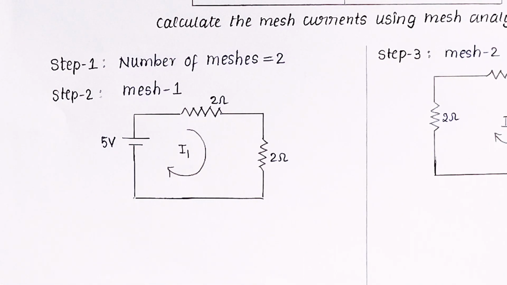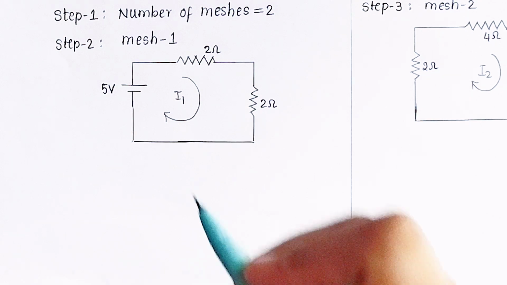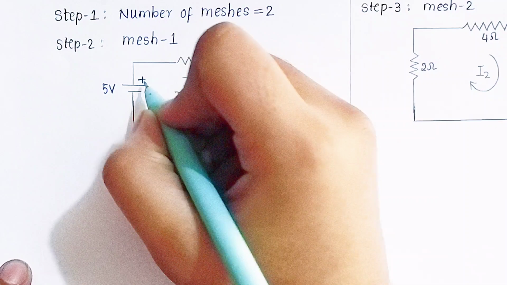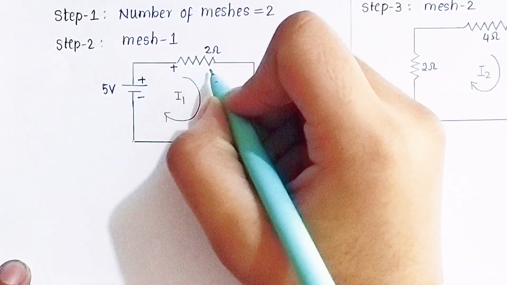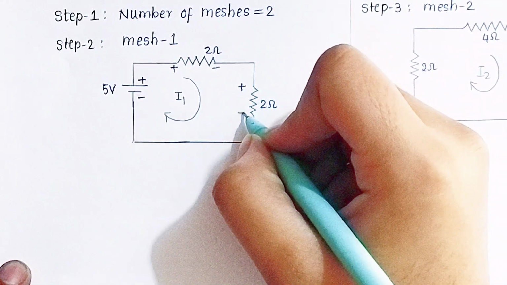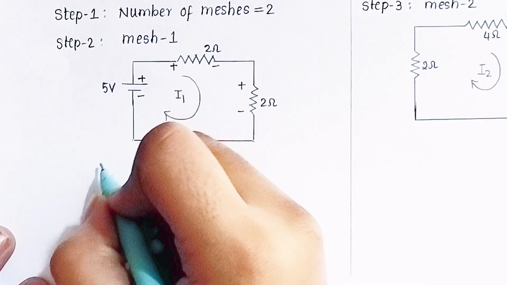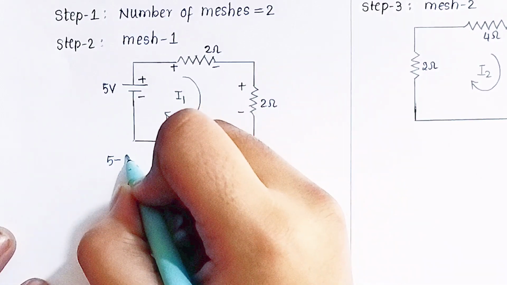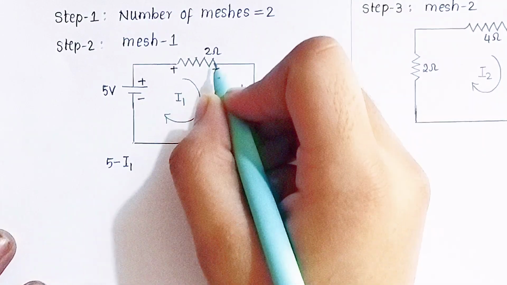Now we will be assigning the sign convention for each mesh. Now let's consider mesh 1. We have this voltage. The long line is positive and the other one is negative. Now we have to assign these alternate symbols for resistance, plus and then minus. And we don't have anything else again. So now, in clockwise direction, we will be writing 5 volts equal to IR. So I is here I1 and R is nothing but 2 ohms. So it will be 2.